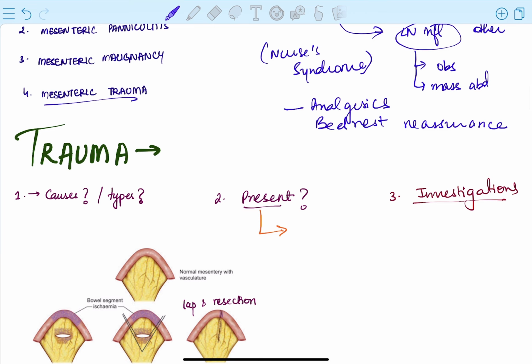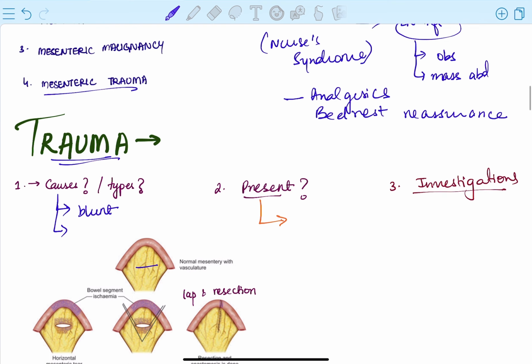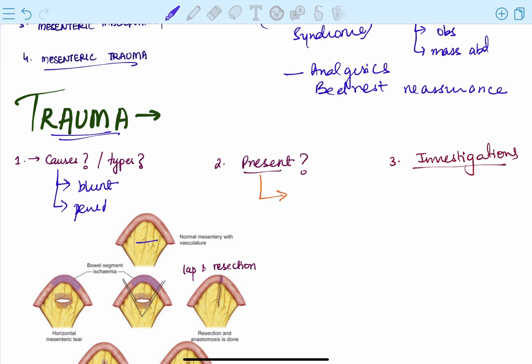What all types of trauma can actually lead to a mesenteric tear? The mesentery connects the small intestine to the posterior abdominal wall. Any blunt trauma: a blow from behind is usually safeguarded by the vertebral column, so any blow from the front can lead to a tear in the mesentery. Or if there is any penetrating injury, a stab wound, you can have these tears.